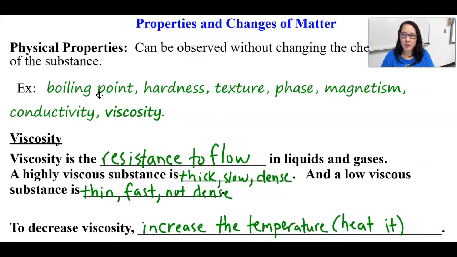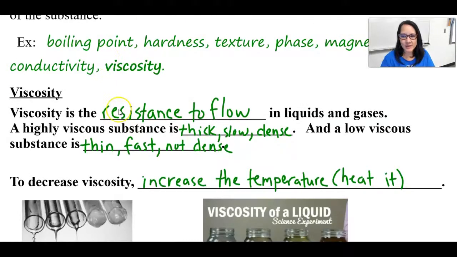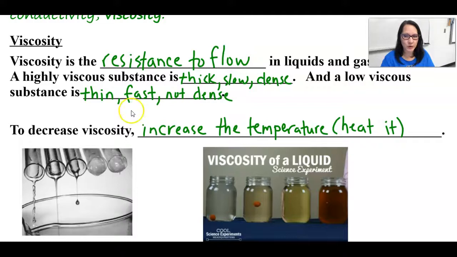Hardness, texture, phase, magnetism, conductivity, and viscosity are all other examples of physical properties that you can observe without changing the makeup of the substance. Viscosity, we're going to focus on that definition for a moment. It's the resistance to flow in liquids and gases. A highly viscous substance is thick, slow, and dense, and a low viscous substance is thin, fast, and not dense. So to decrease viscosity, you just heat up a substance or increase the temperature of it.